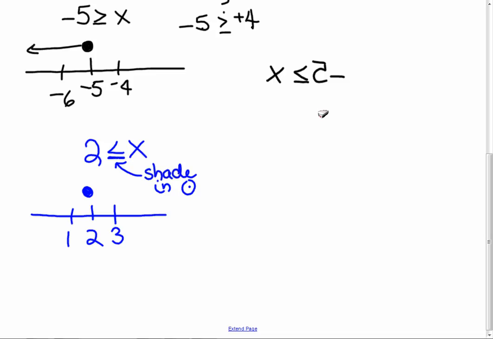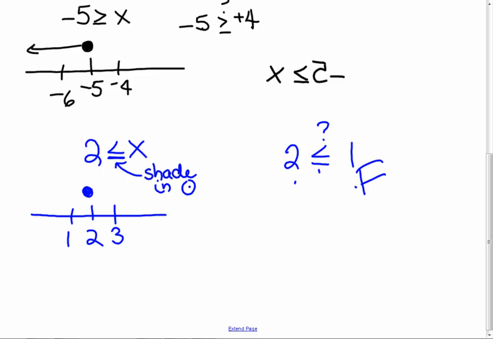Okay, Chelsea, do you want to pick a number? Any 1. So you're going to see if 1 makes it true. So you have to think a little bit, but 2, is that less than or equal to 1? Is 2 smaller than 1? No. Okay, that is false, right? So I'm not going to shade the side with the 1. I'm going to shade the other side.